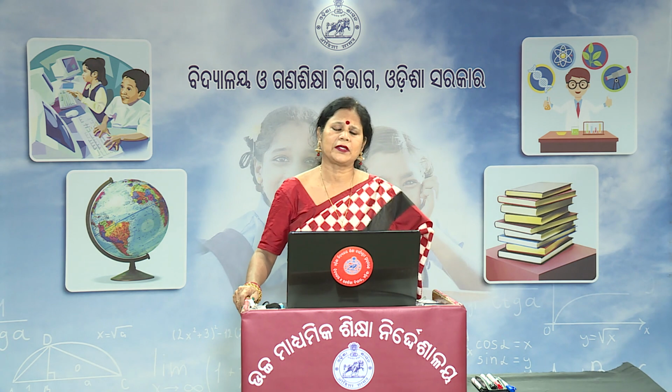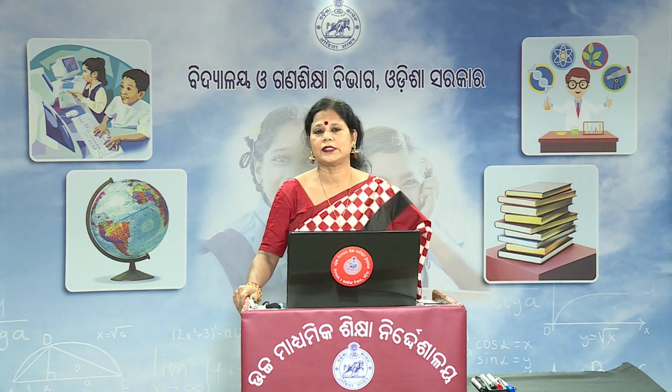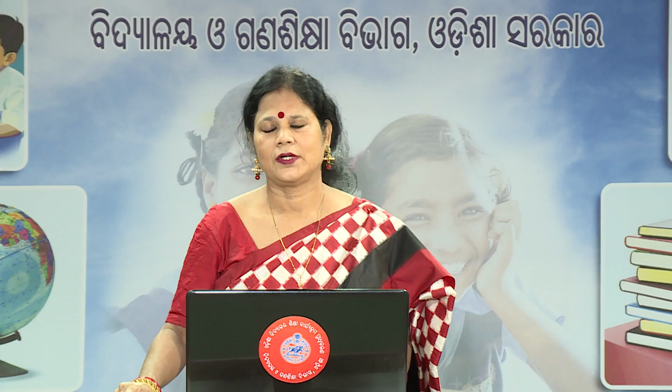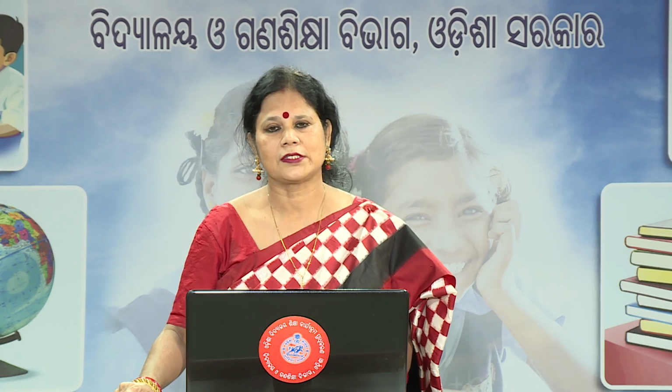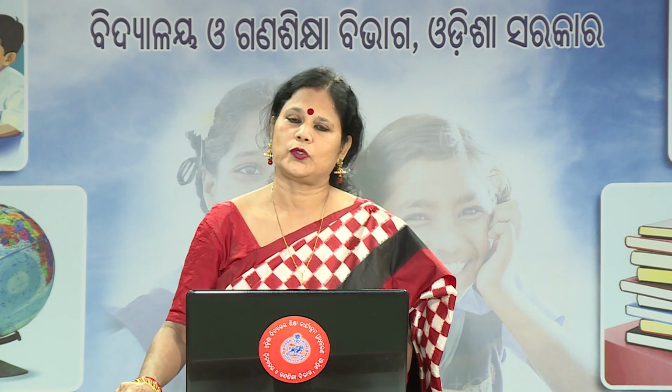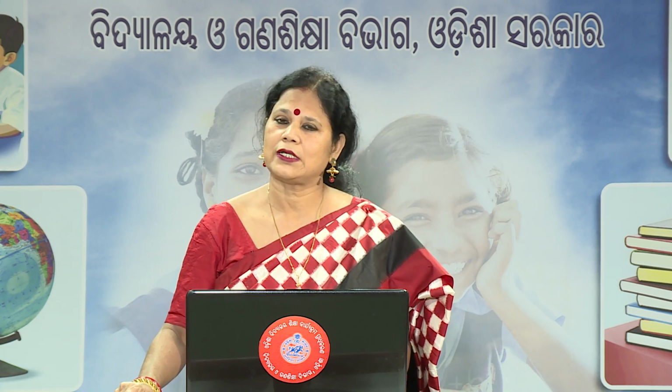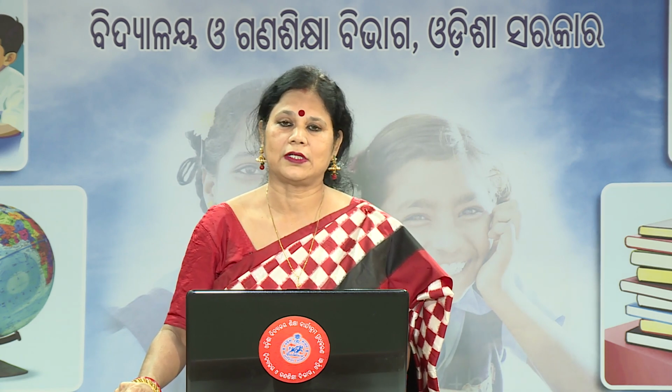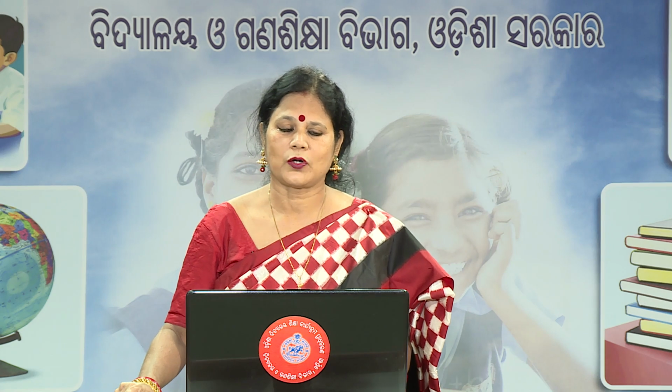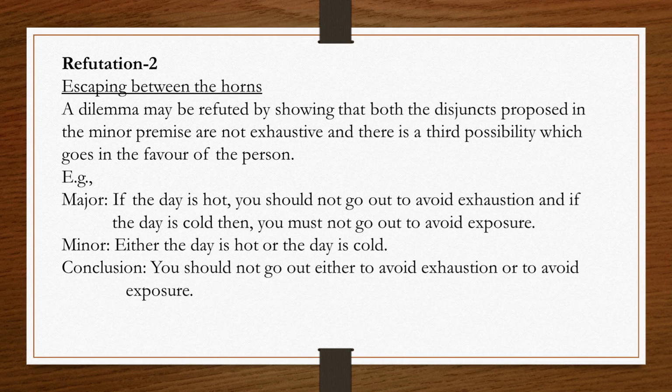So at that time I can go out. So here you see how he gets a third alternative, and the third alternative is advantageous to him, and he will say that I can gladly accept the third alternative. So this is called escaping between the horns. So two horns are there. Two horns means two alternative propositions, and he will escape in between the two horns.